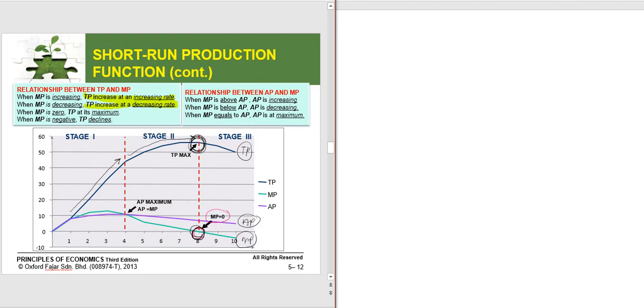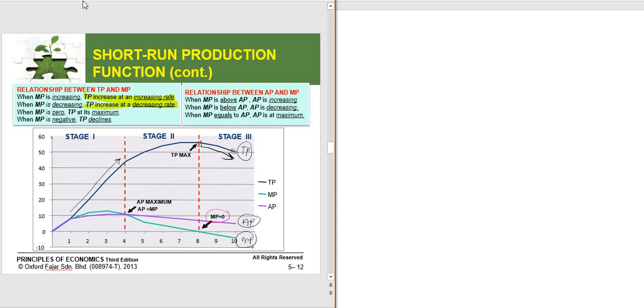And from that point, stage 3 will start. At stage 3, the total production will start to decline. From here to here, it starts to decline, and your marginal production becomes negative at this point. It is now at a negative axis. So that is what we mean by stage 3. Your production will no longer generate additional production.